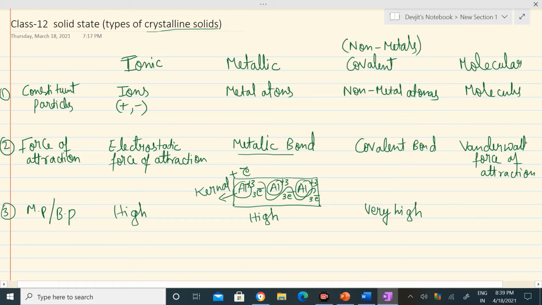Right now what I told, in molecular solid the force of attraction is van der Waals force of attraction, and this is compared one of the weakest forces of attraction. So the boiling point and melting point here will be quite low because the atoms are not bonded very strongly with each other. Fourth property is conductance. That means how they conduct electricity.